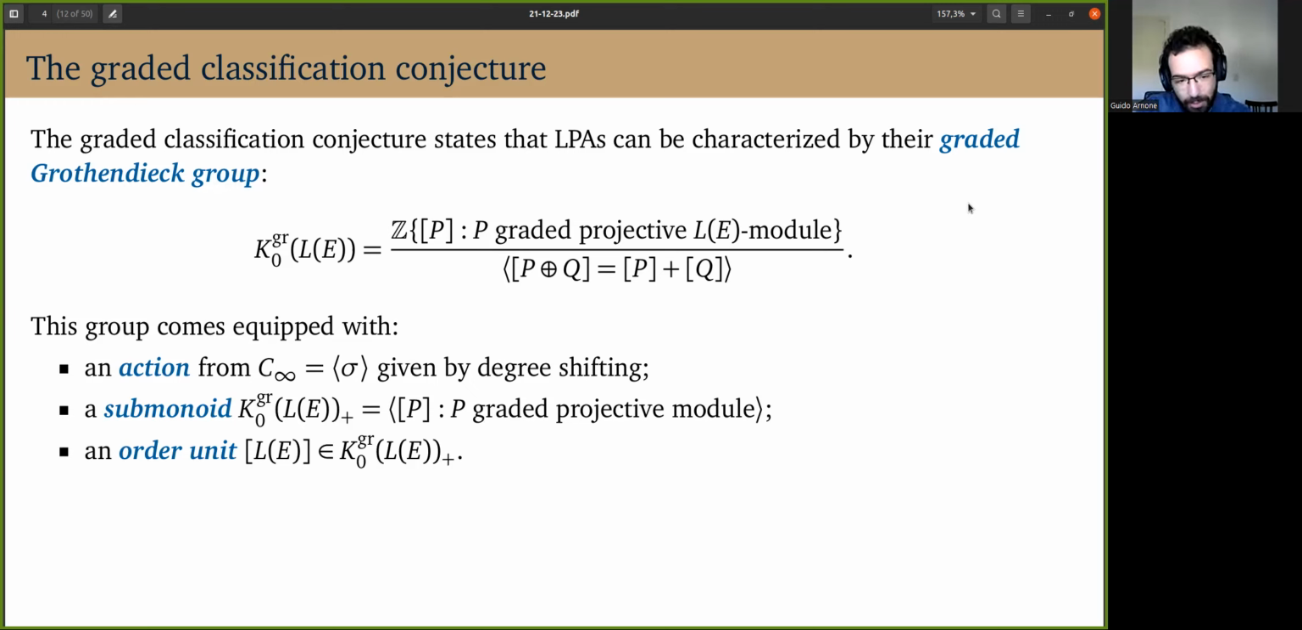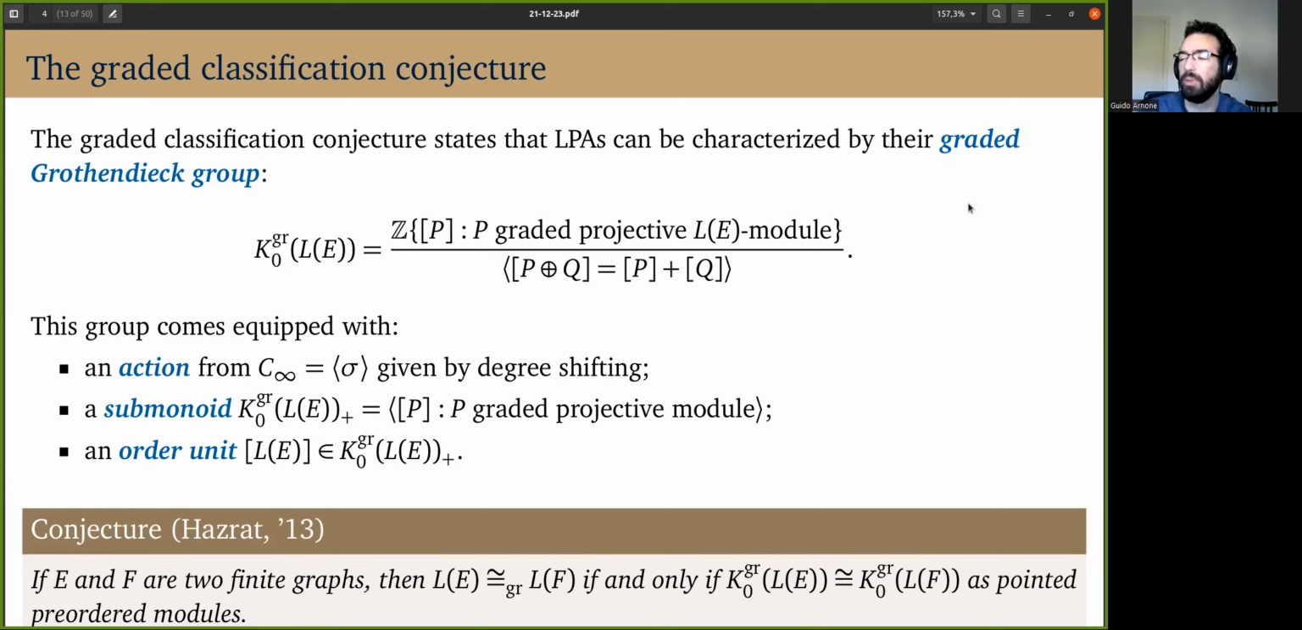Right. So with all of this structure in place, one can state the conjecture more precisely. This is due to Hazrat. I think the paper was published in 2013. What the conjecture says is that if E and F are two finite graphs, then the associated Leavitt path algebras are isomorphic as graded algebras if and only if the graded Grothendieck groups are isomorphic, preserving all of this mentioned structure. So there must be an isomorphism that maps one of the positive cones to the other positive cone, and it maps the class of L_E to the class of L_F. All right, so we're not only considering these as just abelian groups or just considering the action, we're considering all the listed properties.